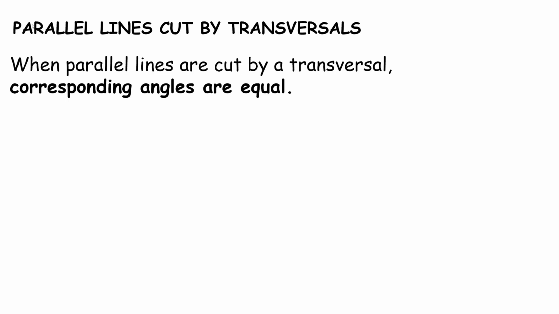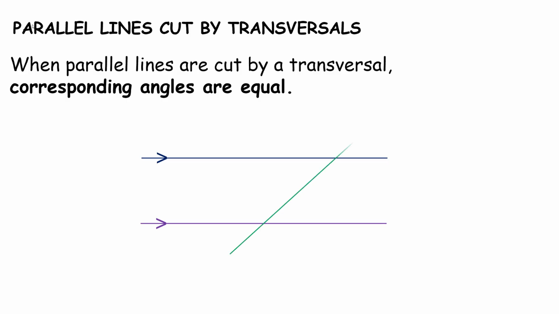Okay, this is lesson 1, and we're going to talk about parallel lines cut by transversals. When parallel lines are cut by a transversal, corresponding angles are equal. First of all, parallel lines are two lines that will never cross. And the way you know you're dealing with parallel lines, if you have a picture, is that they each will have a little arrow on there like this. Cut by a transversal just means a line that crosses the two parallel lines. That line is called a transversal.